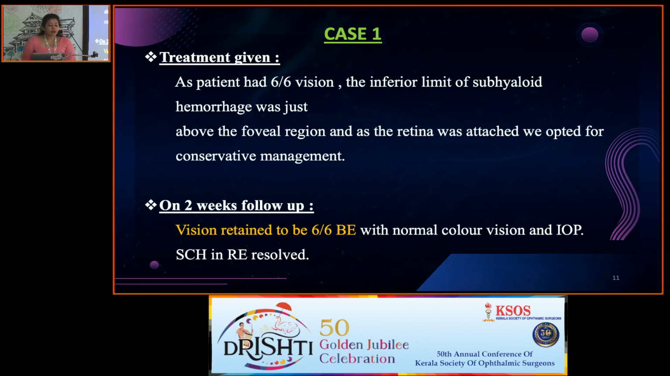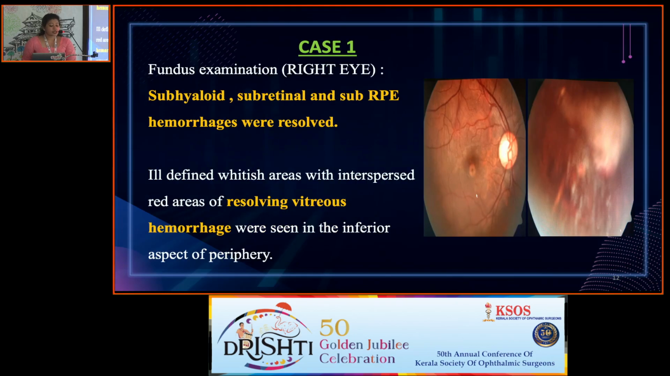On 2 weeks follow-up, the vision in both eyes remained 6/6 with normal color vision and intraocular pressure. The subconjunctival hemorrhage in the right eye resolved. On fundus examination, the subhyaloid, subretinal, and RPE hemorrhages were resolved, with a few resolving vitreous hemorrhages.